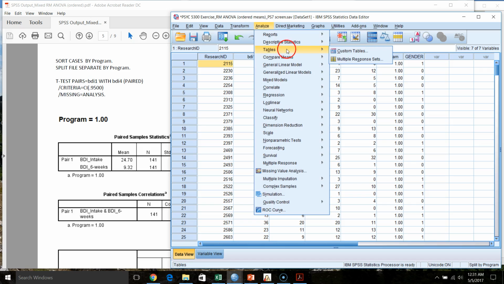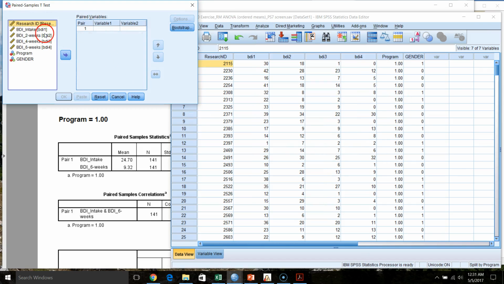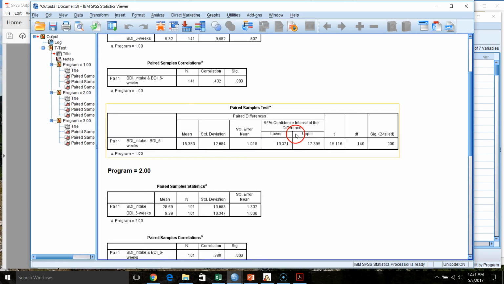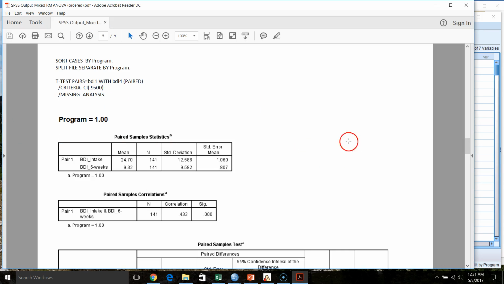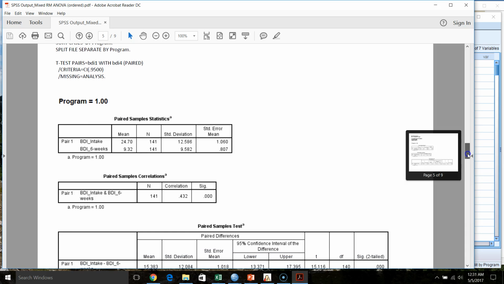So if we go Analyze, Compare Means, Paired-Samples t-test, we're going to compare our intake scores to our 6-week scores, and then we're going to hit OK. All right, and we see this is the output we get. We can just click back over to our handout. Same stuff is on here.